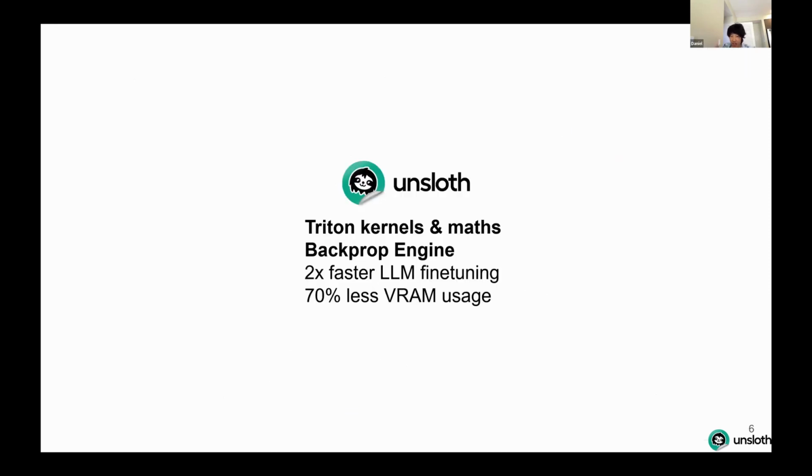In terms of a backstory, we first started Unsloth with Triton kernels and some maths. We have our own backpropagation engine, and the goal at the beginning was to make LLM fine-tuning like Llama, Mistral, Gemma faster. Actually, it was just Llama. It was just Llama 2 fine-tuning 2 times faster at the very start. This was around December, and this was launched after the LLM efficiency challenge, and we reduced VRAM usage by 70%. That was at the beginning.